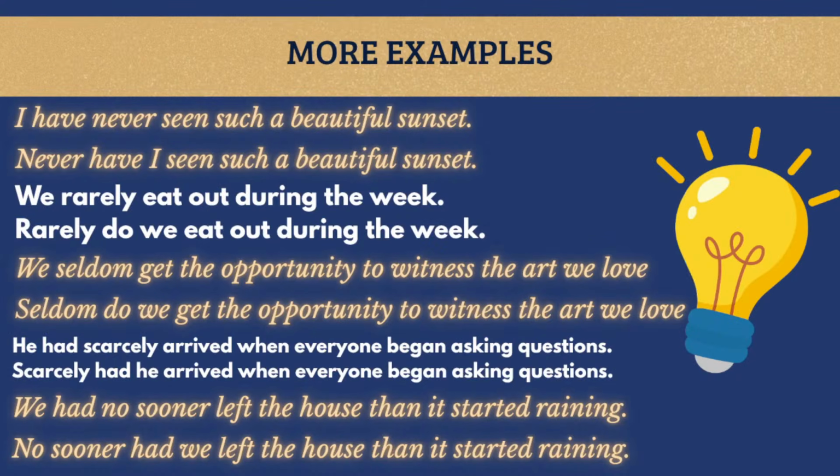But do I want to add inversion? I can. Rarely do we eat out during the week. Now, remember that I said you need to think of a question. If we look at the original sentence, it's in the present. We rarely eat. Rarely eat, that's simple present. What is the auxiliary verb for the present, for the pronoun we? Do we? Do we eat out during the week? Then I just add rarely. Rarely do we eat out during the week. That's good. So that's why you need to remember the auxiliary verb and question structure.